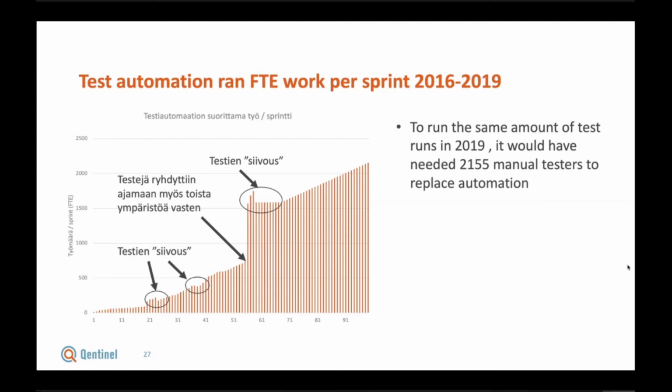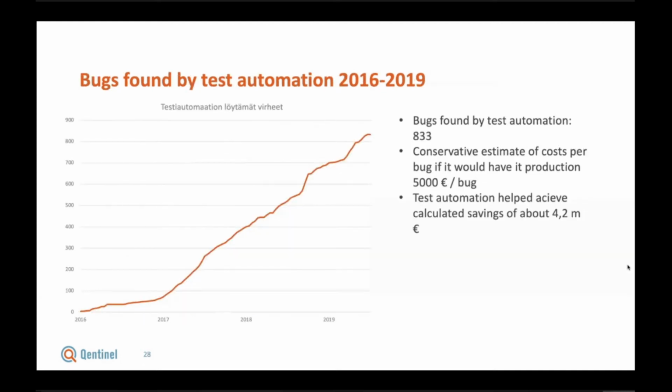And also the amount of bugs that they found using test automation in this system is 833, and a really conservative estimate of this is 500 euros per bug that it would have cost them if it went into production. And I think also this is quite conservative. If there's one critical bug in taxation, it could result in really big problems in production. And with this 5,000 euro per bug, they calculated 2 million saved, a lot more speculative than the actual amount of saved.